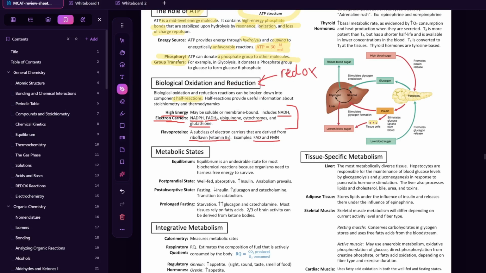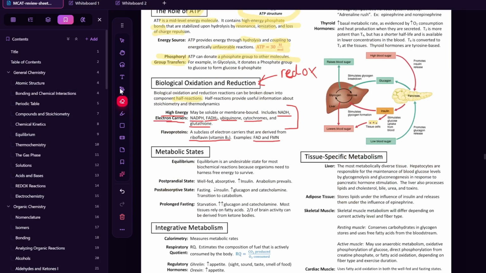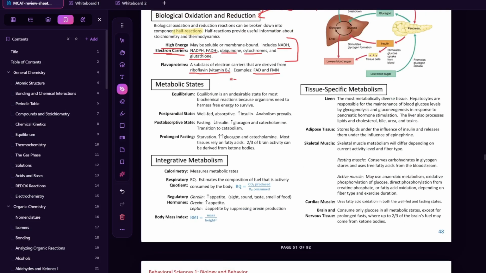If you don't know redox reactions, you're going to need to go back and review Gen Chem. A lot of this is general chemistry. That's how general chemistry relates to your body and biology, and that's why it's called biochemistry. And we already went over the metabolic states, so put a check mark on that.